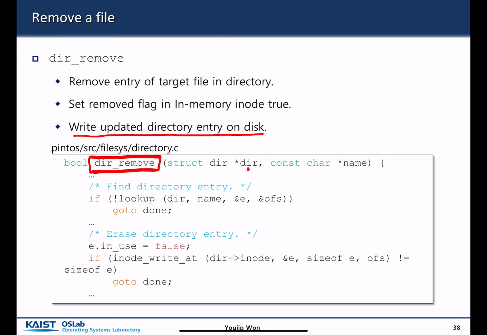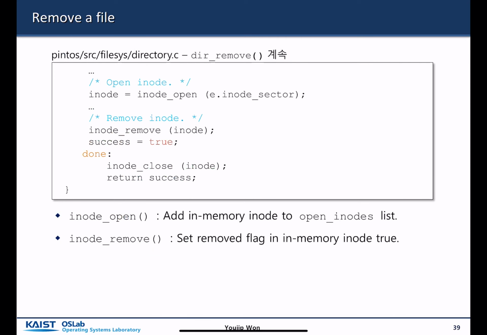So these are the details of dir_remove. It gets two arguments. The first one is the target directory, and the second is the name. This is the name of the file to be removed. So the first step is to search the directory, get the associated directory entry and make it false. And then write the updated directory back to the disk, with inode_write_at, to update the disk contents of the associated directory. And after removing the directory entry, it's time to remove the inode itself of the file.